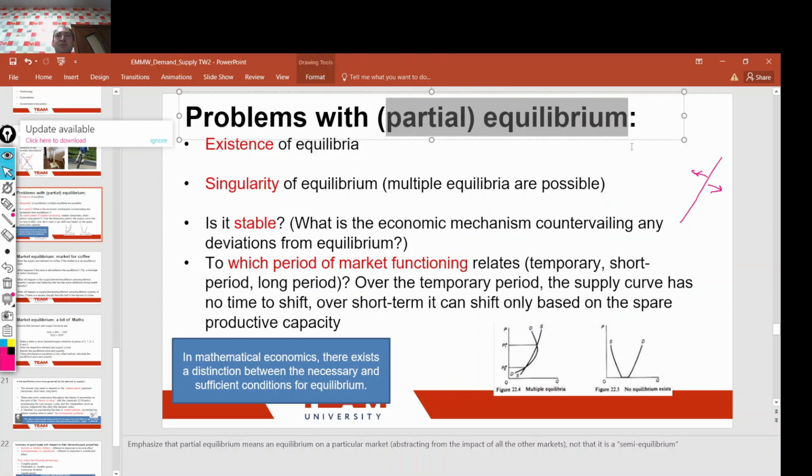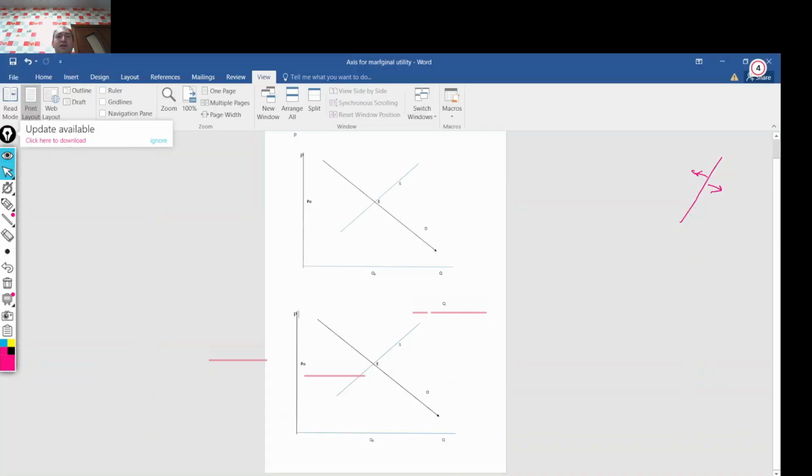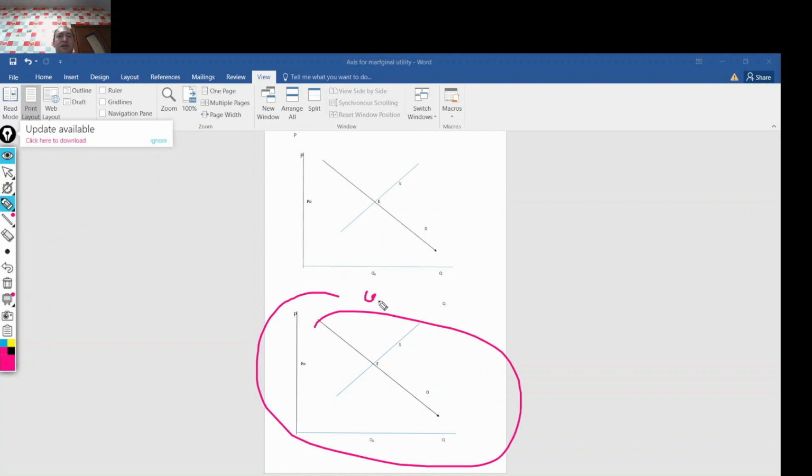What is a partial equilibrium? I think it's important to discuss that. When we discuss an individual market, like the market for carrots, there was just one market, and then there's something happening outside of that market. The size of population is increasing, and so this shifts the demand curve upwards. Just one market is subject to analysis. This is called partial equilibrium analysis.